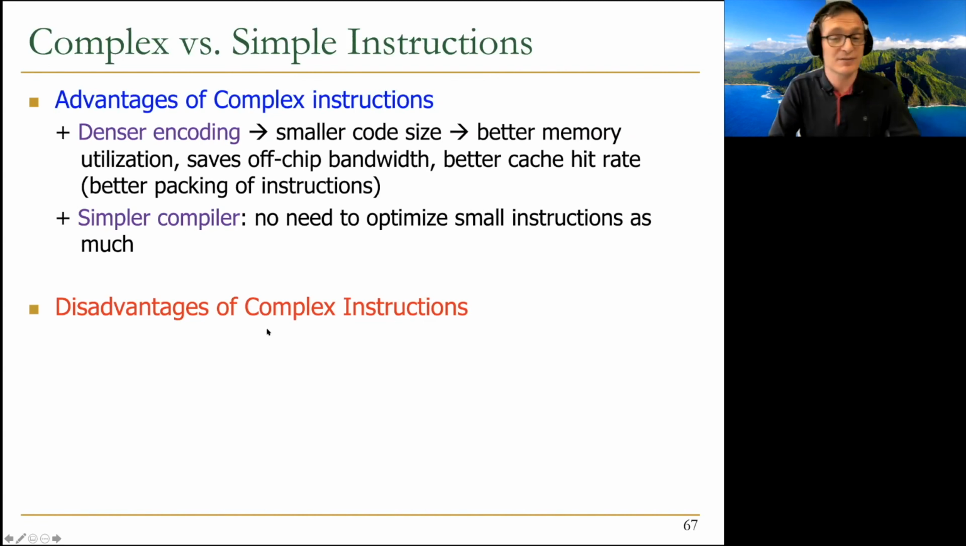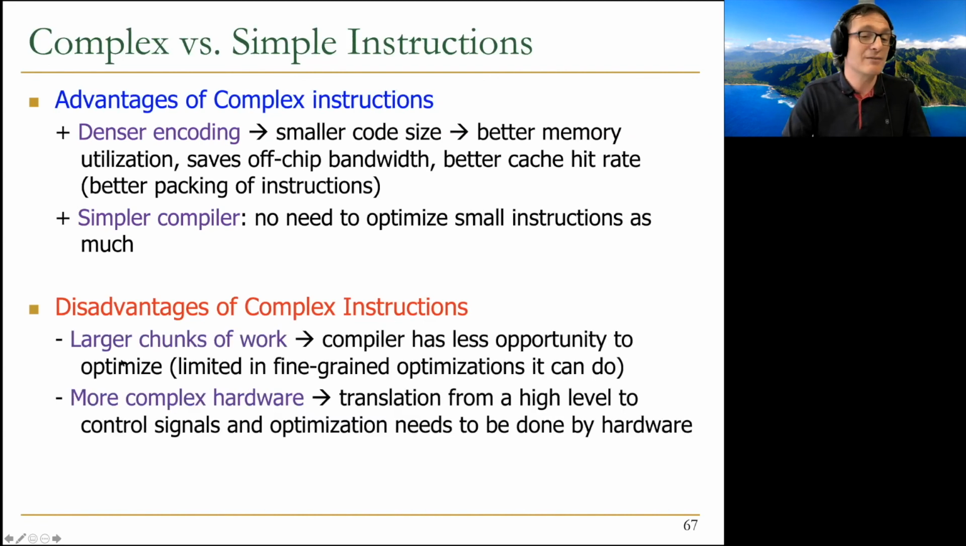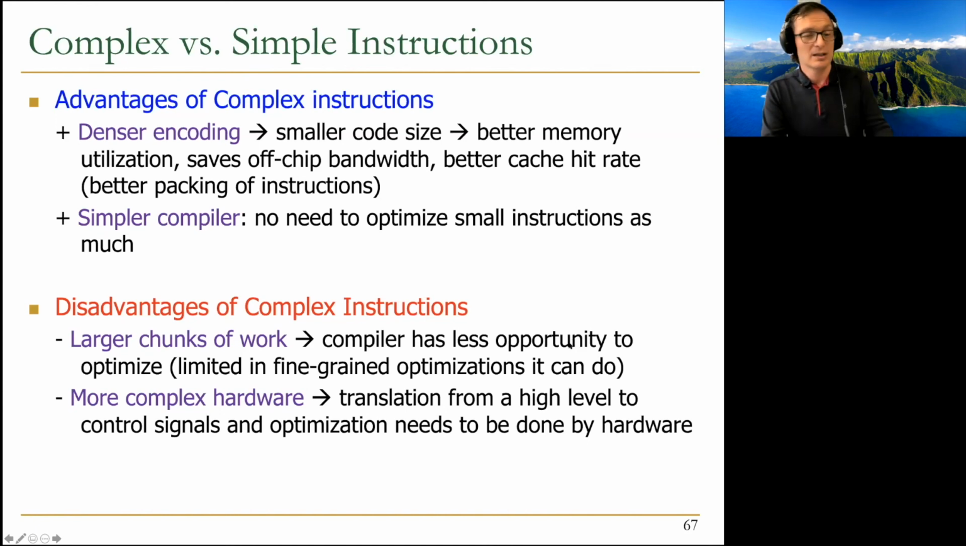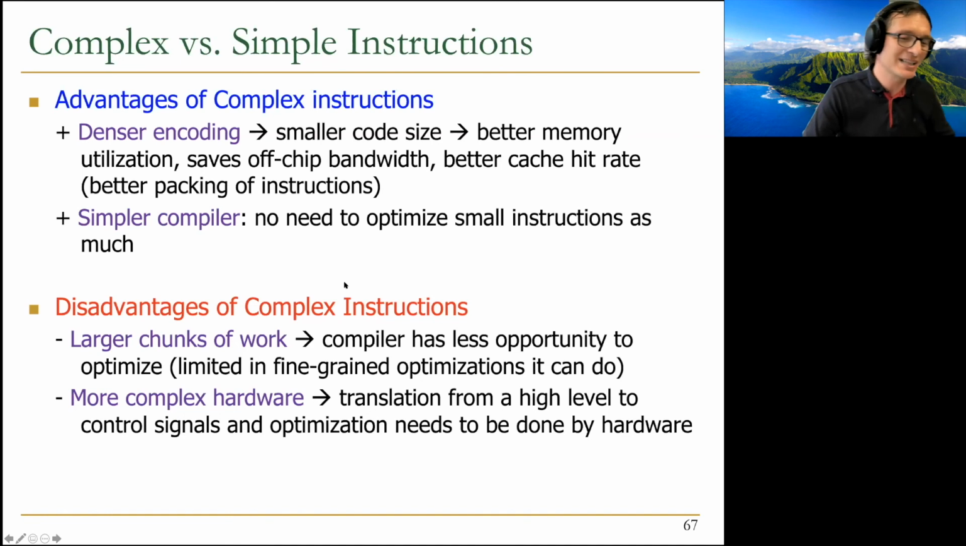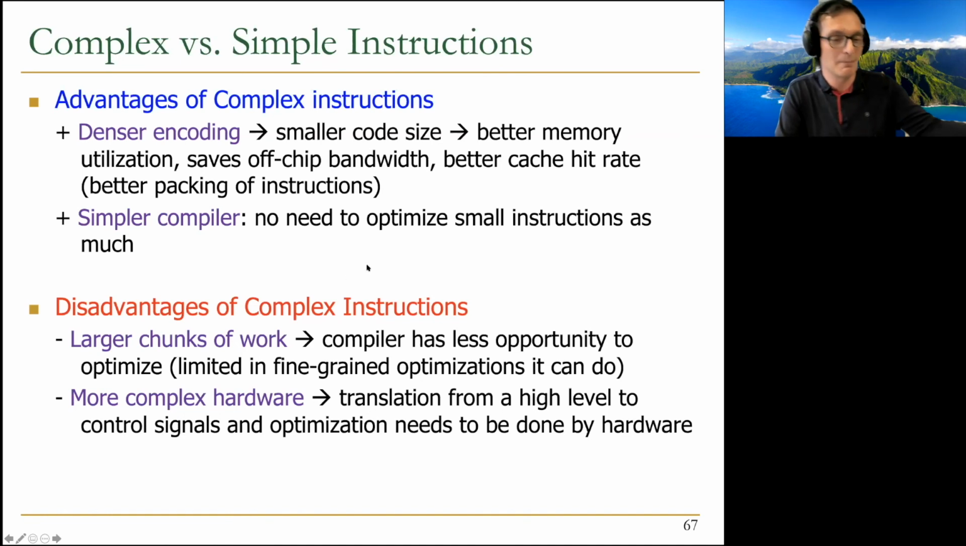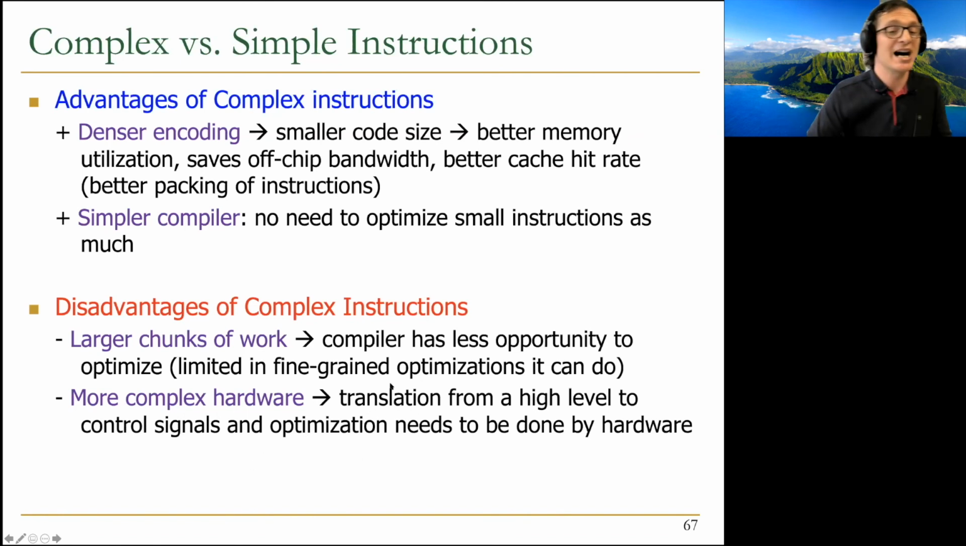Whereas disadvantages of complex instructions also exist. Now you have larger chunks of work. Compiler has less opportunity to optimize, limited fine-grained optimizations it can do. Of course, you could argue that you could have both types of instructions and enable the compiler. Yes, that's true, but then your ISA becomes even more complex. And the big disadvantage of complex instructions, you get more complex hardware. Basically, you need to translate from a high level to control signals, and optimization now needs to be done by the hardware as well. So this translation can be done in hardware, can be done in software.